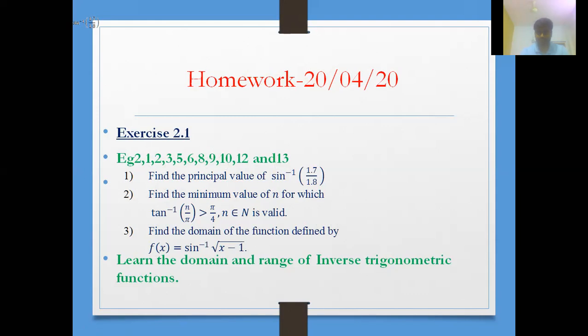Clear? Just solve these problems. Anyway, I'm giving 1.5 days for this. Okay, so you have to submit these on 21st morning. Okay, by 21st morning you can submit this. Clear? I'm giving ample time for that.